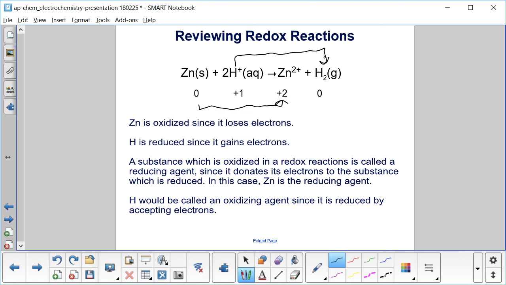A substance which is oxidized in a reaction is called the reducing agent since it donates its electrons to the substance that's being reduced. In this case, zinc is the reducing agent, and that would also mean that hydrogen would be called the oxidizing agent since it is reduced by accepting electrons.